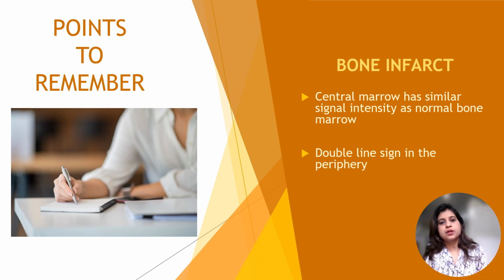And in bone infarct, the center of the lesion has a marrow signal intensity similar to the normal marrow, and the periphery of the lesion has two lines, that is the double line sign: inner bright hyperintense line and outer low signal intensity line. Inner is the granulation tissue, outer is the sclerotic bone tissue.